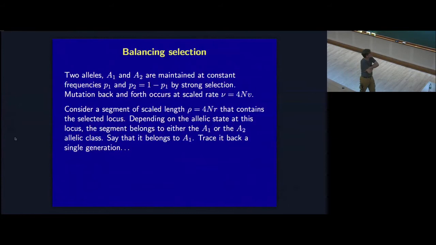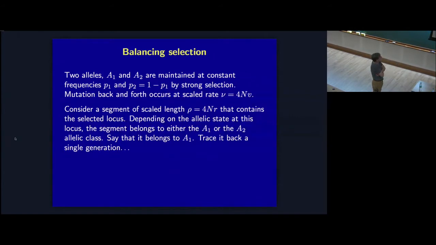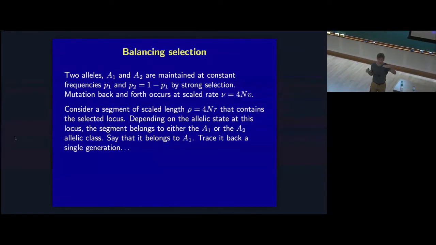Okay, so let's look at balancing selection. You have two alleles that are maintained at constant frequencies, P1 and P2, and they mutate back and forth. Now we're going to consider a chromosomal segment of some recombination length around that selected locus. Depending on the allelic state at the selected locus, this particular segment will belong to one allelic class or the other. So think about that population subdivision.